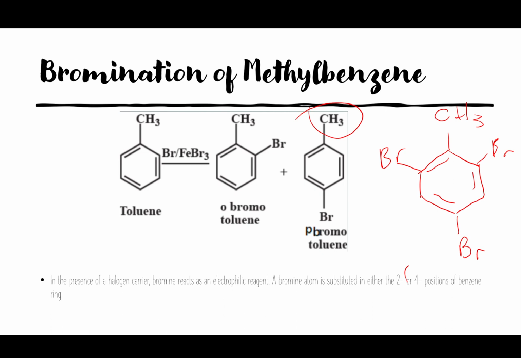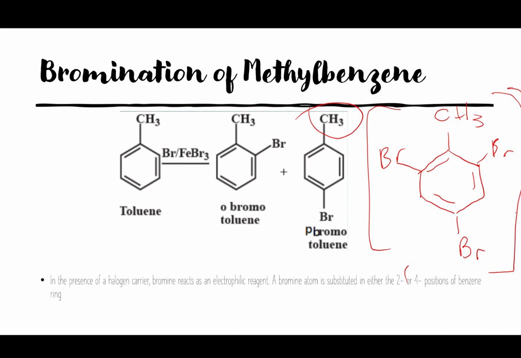Can anybody name this compound, please? Somebody name that compound. This is just the first substitution. It's going to substitute until all the ortho and para positions are filled. So what is the name of that compound? Tribromomethylbenzene. So it is 2,4,6-tribromomethylbenzene. That is the ultimate product of this reaction.